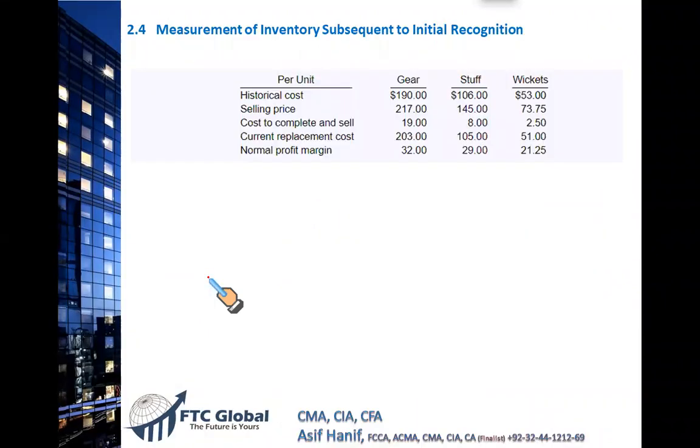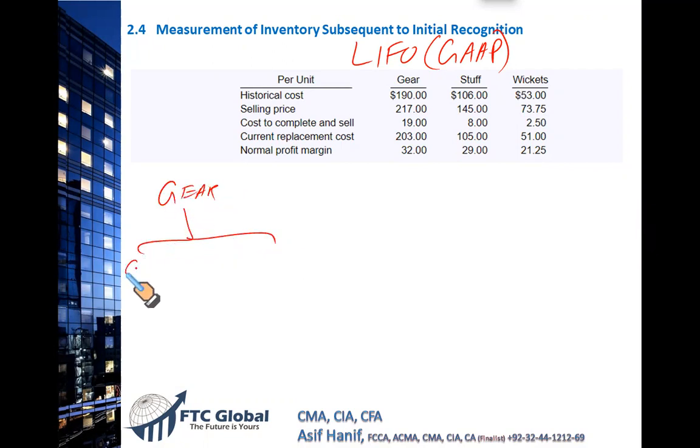Now, ladies and gentlemen, consider this is LIFO and you are preparing your accounts under US GAAP. What you're going to do is the method I just told you. First, you're going to take gear. You will take cost on one side, and you will take these three bubbles on the other side. The three bubbles are NRV, replacement cost, and NRV minus normal profit margin, in any order, it doesn't matter.